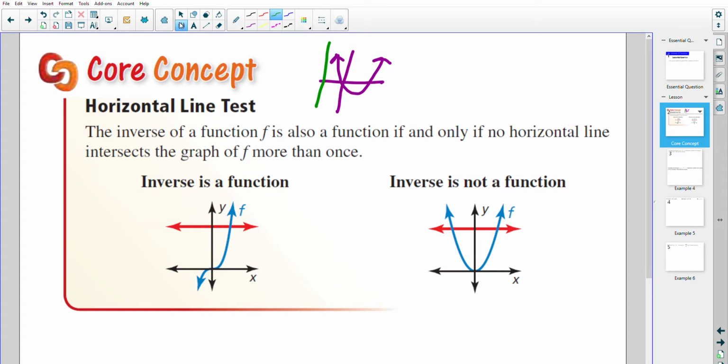Now, let's go to the horizontal line test. The horizontal line test basically is saying, is the inverse of the function a function itself? If the function passes the horizontal line test, then we know its inverse is a function. This passes it, this does not pass it, so this would not have an inverse that is a function. It would have an inverse, but the inverse would not be a function.